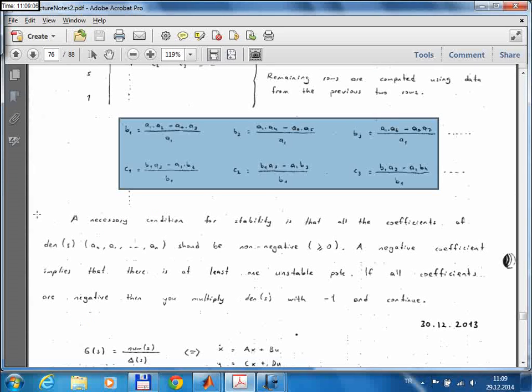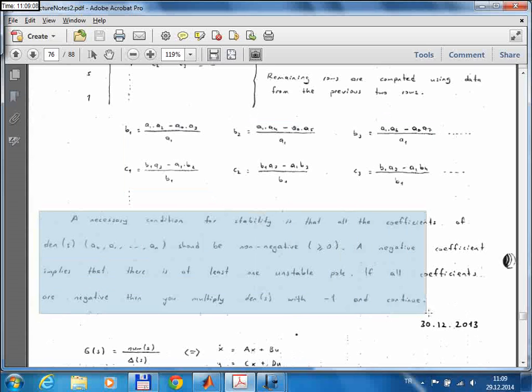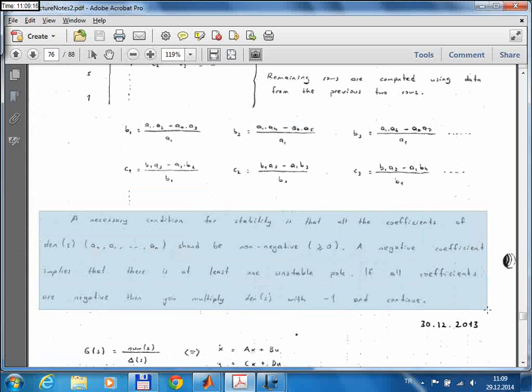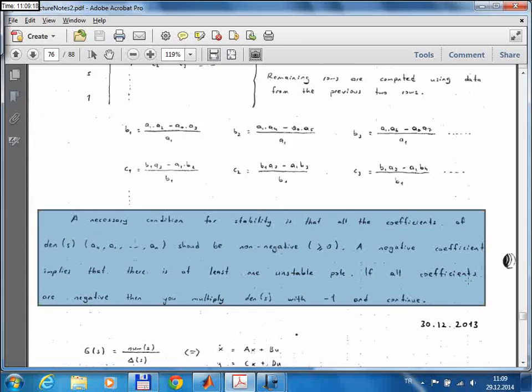This is an important note. A necessary condition for stability is that all the coefficients of the original characteristic equation should be non-negative. This is an important note.